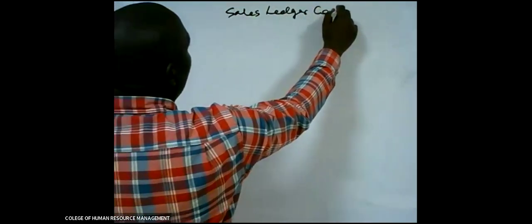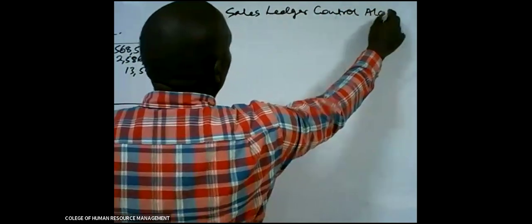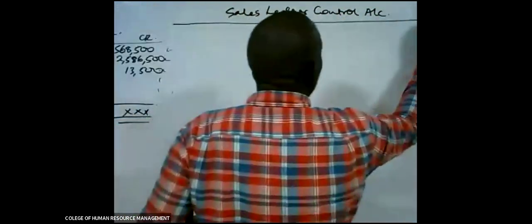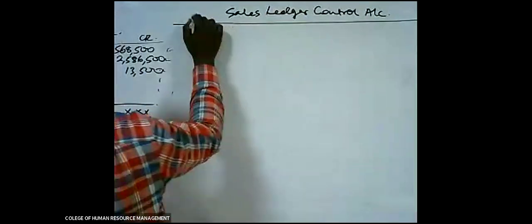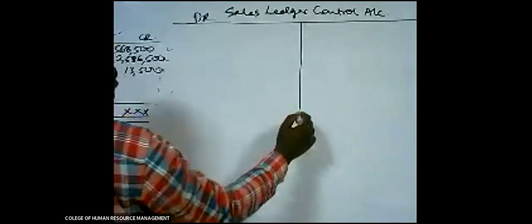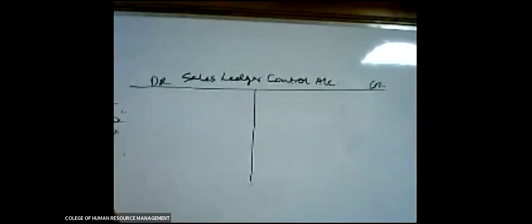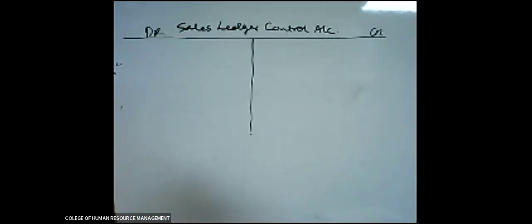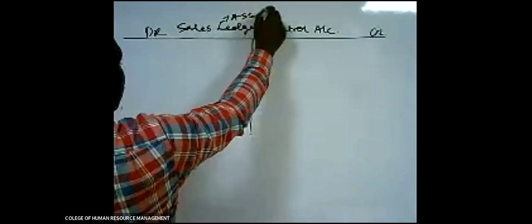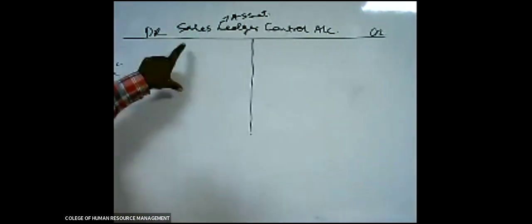So for the sales ledger control account, this one now controls the assets by the name debtors. Those customers with our money because of credit sales to them. So this is an asset. This is an asset account. Increase in asset is a debit.